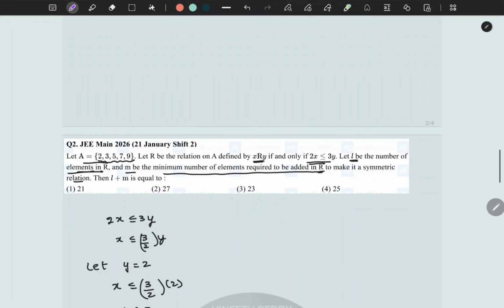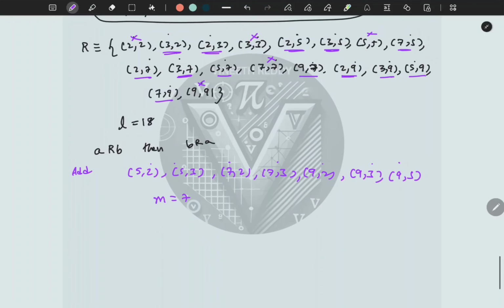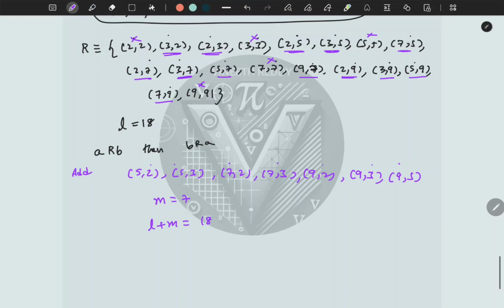So what is he asking here, dear students? He's asking us to find the value of L plus M. So L plus M should be 18 plus 7, I think it should be 25. So 25 should be the answer.